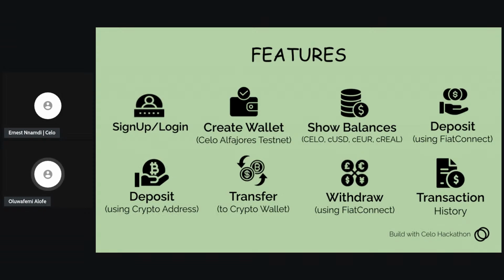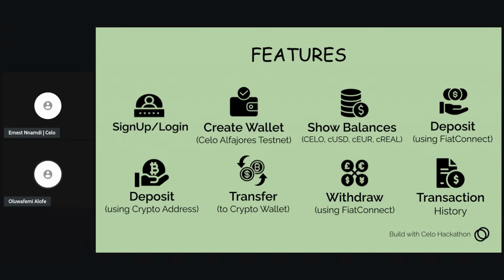As I mentioned, these are the list of features of the whole app. You're able to sign up, log in, create wallets, show balances, deposit using Fiat-connect, deposit using crypto, transfer out to a crypto wallet address, withdraw, and then view your transaction history. Although this session is split into two, today's session is focused on building smart contracts and deploying. Tomorrow's session will be focused on building the API.